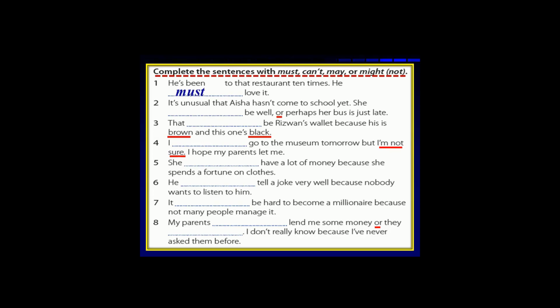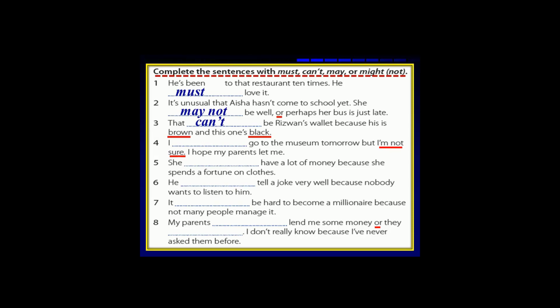It's unusual that Aisha hasn't come to school yet. She blank be well. Or perhaps her bus is just late. Here, there is the phrase or perhaps, so the speaker is not sure. There is a 50% possibility. Okay, so the correct answer is may not or might not. Three, that blank be Rizwan's wallet because his is brown and this one's black. So, that can't be Rizwan's wallet. Why? Because his wallet is brown and what we have is black.